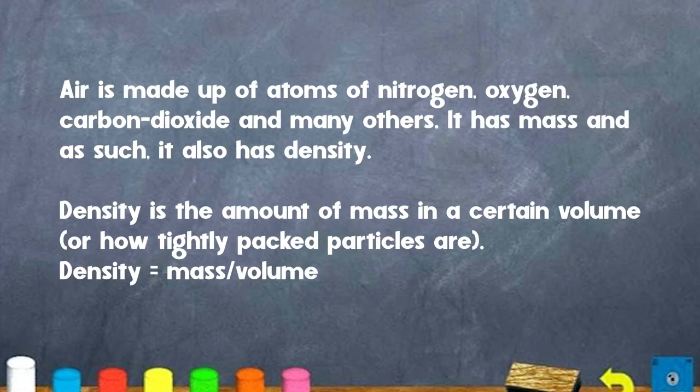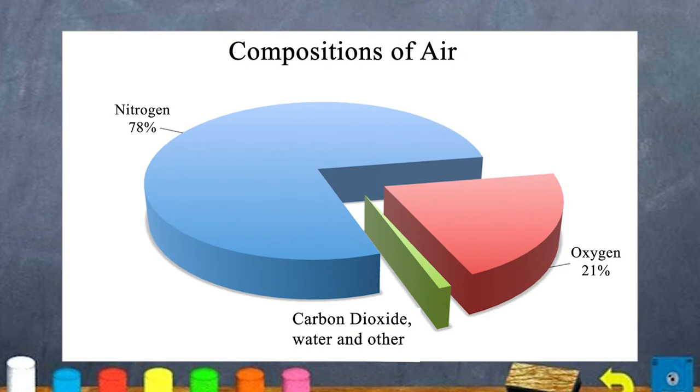Now, air is made up of atoms of nitrogen, oxygen, carbon dioxide, and many others. Boys and girls, take a look at the image before you. You can see we have a pie chart here. On our pie chart, we can see a large amount showing nitrogen. Then we have less than a quarter showing oxygen, and a small portion representing carbon dioxide, water, and others.